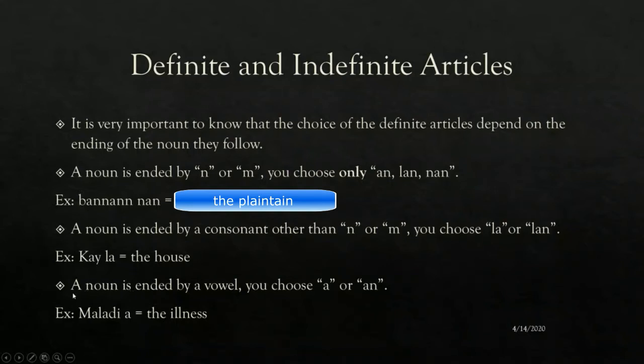And now, when a noun is ended by a vowel, you choose a or un. For instance, maladia. Well, we say maladia. Okay. Remember in Creole, everything is kind of there's a liaison where you said maladie a. You can have a liaison, maladie a.